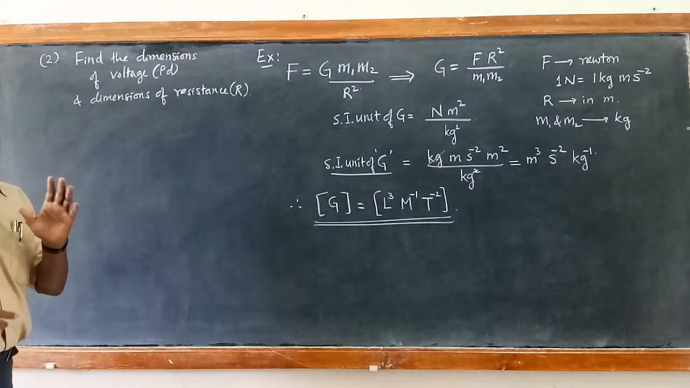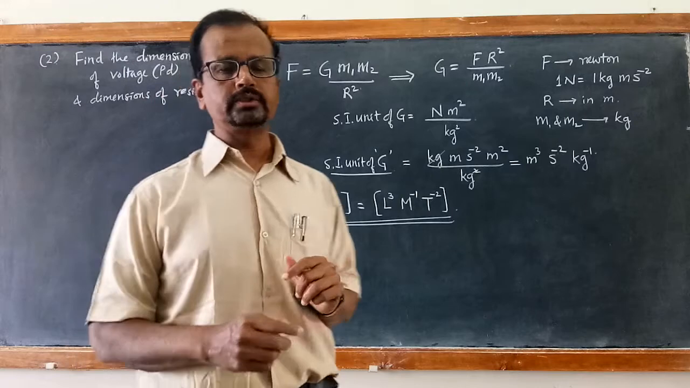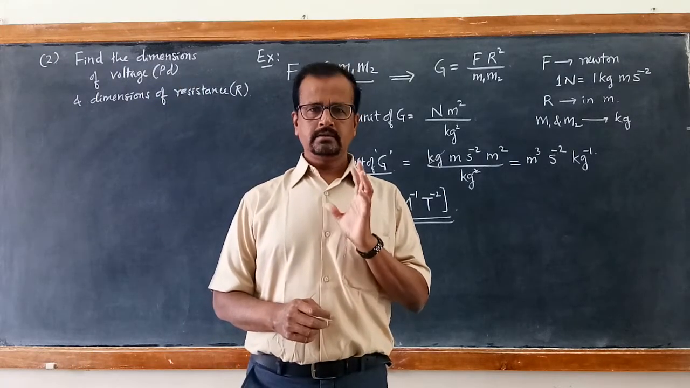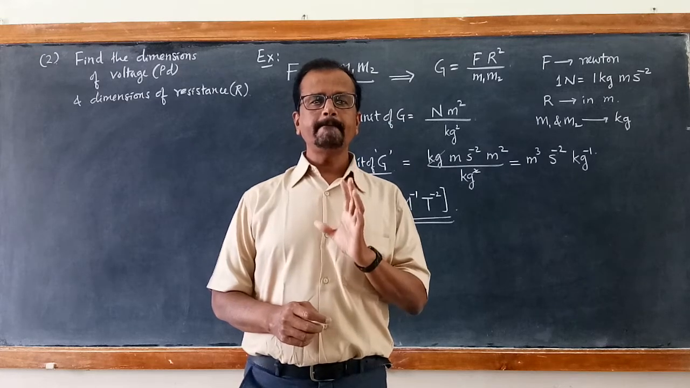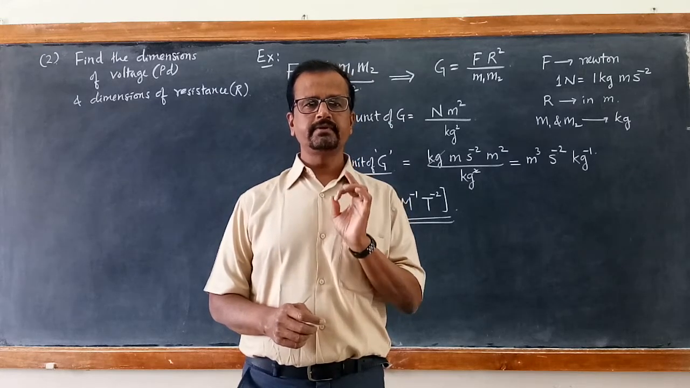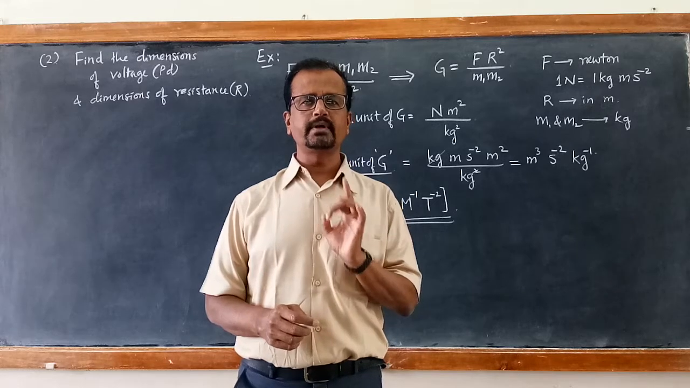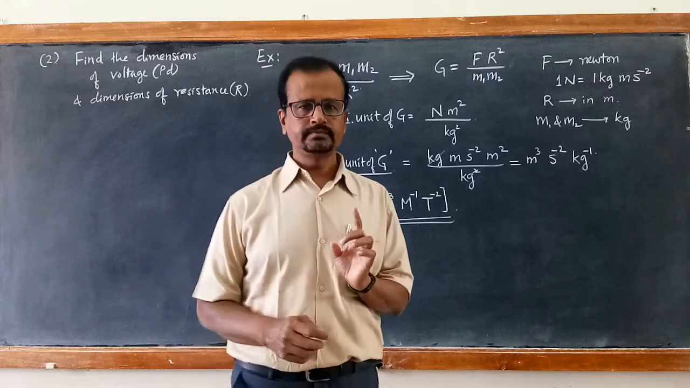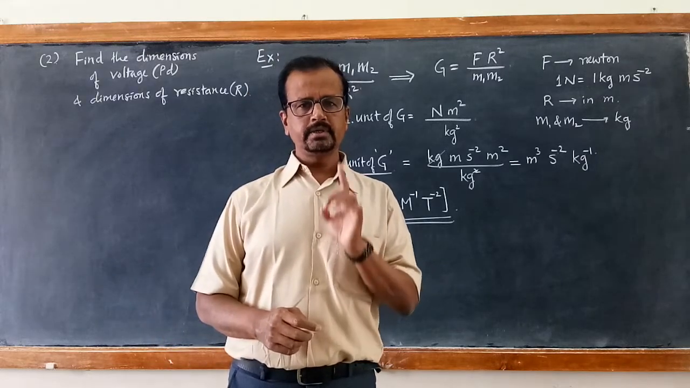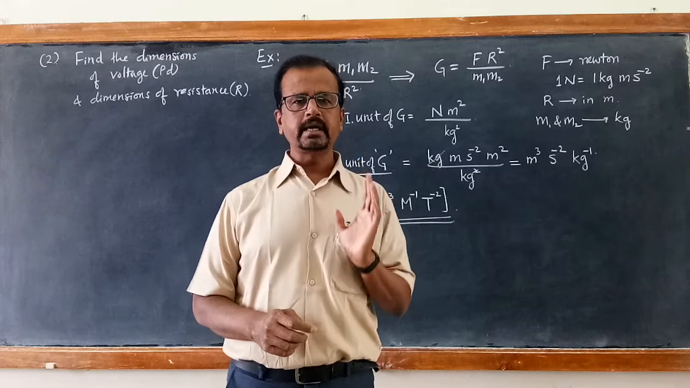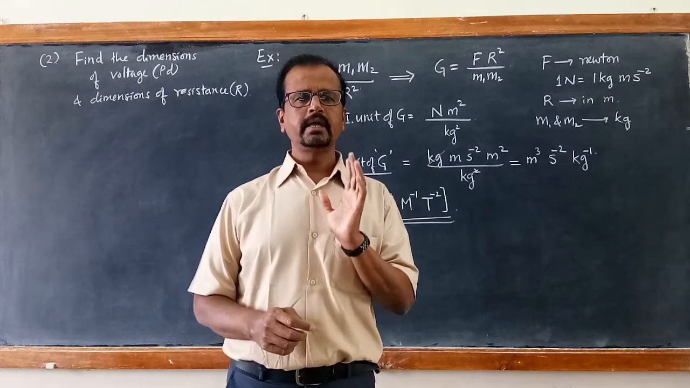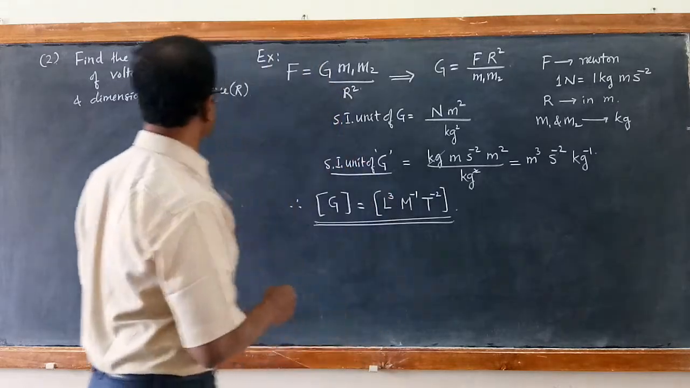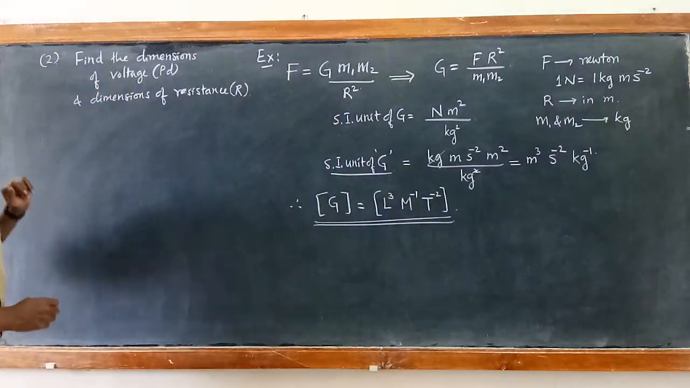For that we should know the definition of 1 volt. 1 volt is the work done per unit charge. If the work done per unit charge is 1 joule per coulomb, then the potential difference between those 2 points is 1 volt. I repeat, if 1 joule of work is done in driving a charge of 1 coulomb, then the potential difference becomes 1 volt. So using that definition, I can write the dimensions of voltage.